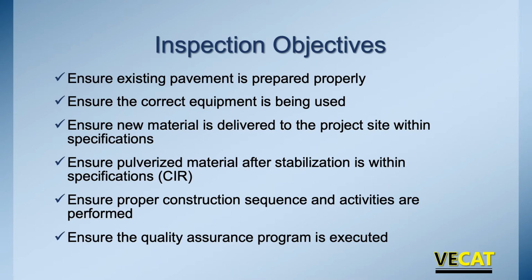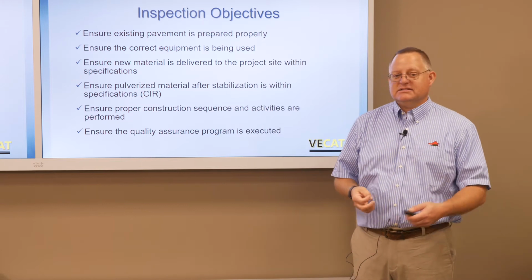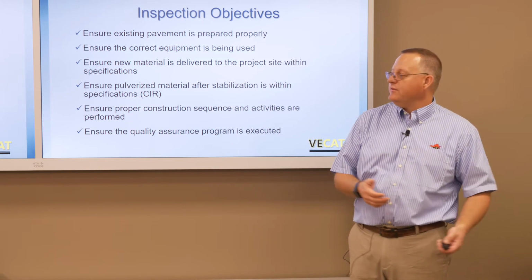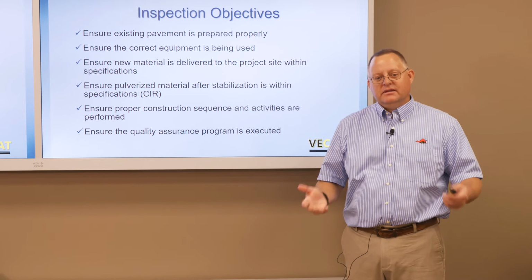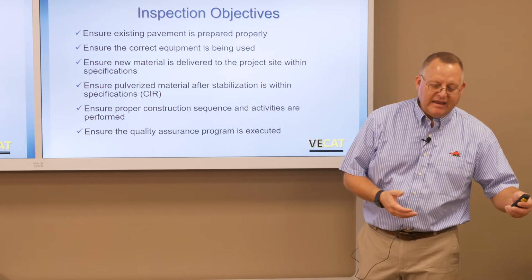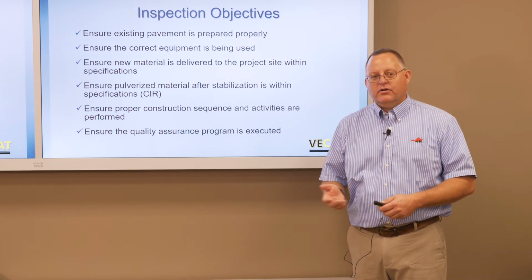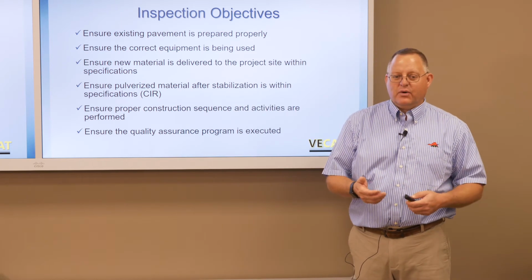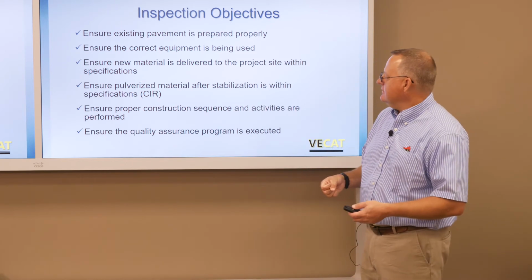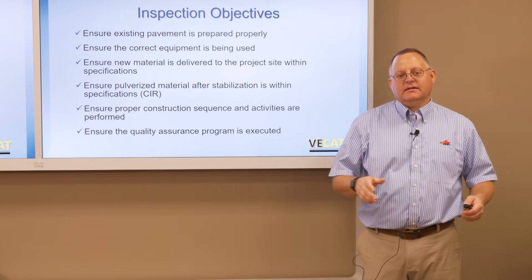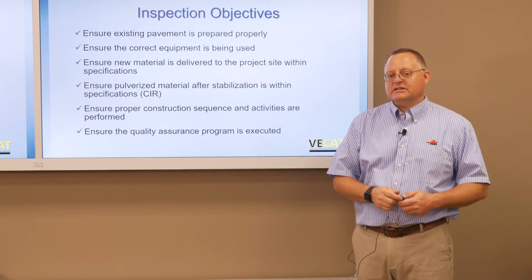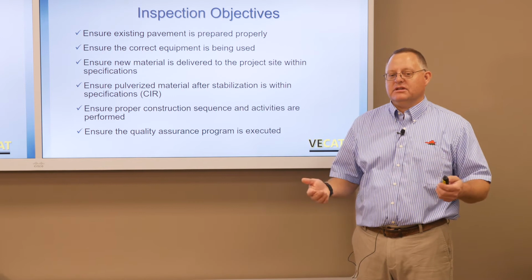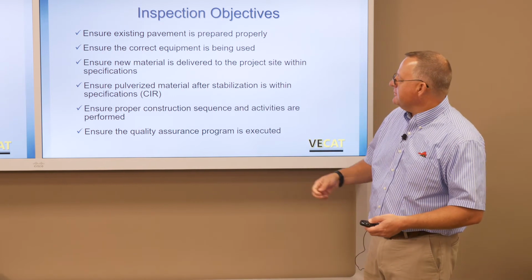We'll go through that. If we're getting new material delivered to the site, is it within spec? Well, what does that mean? If it's cold in place, we've got stabilizing agents. Is the stabilizing agent, whether it's the foamed asphalt or the emulsified asphalt, the correct material? If we're having to add some aggregate on a cold in place, is that the right aggregate? Are we checking it? If we're back at the plant, we'll cover that in the plant class, but we're making sure that if we're making the material through millings, is that proper?